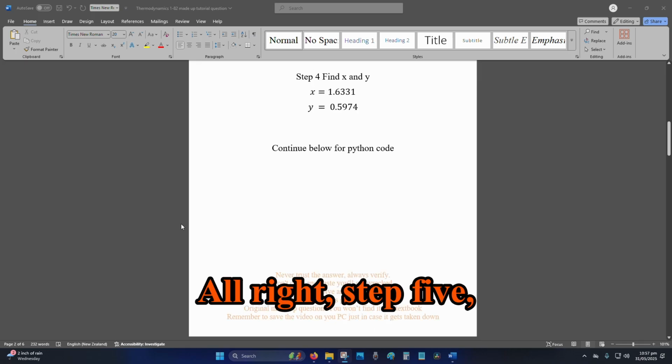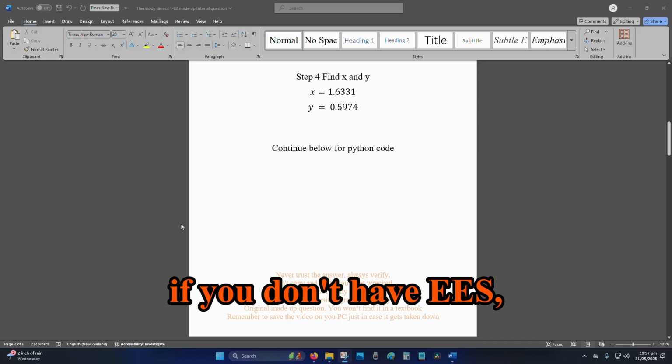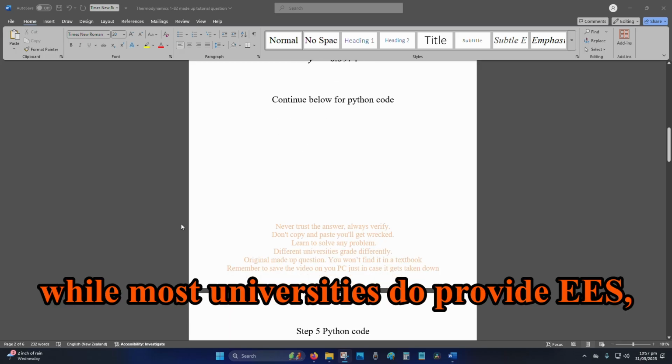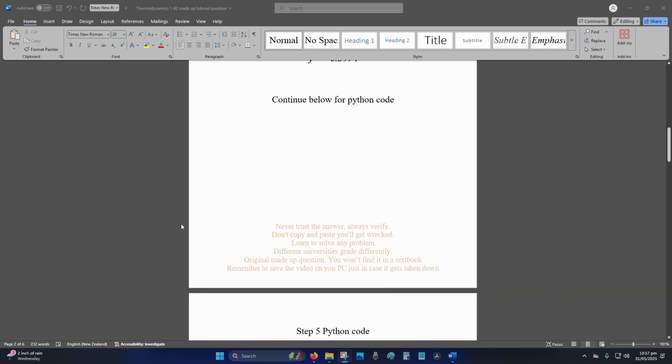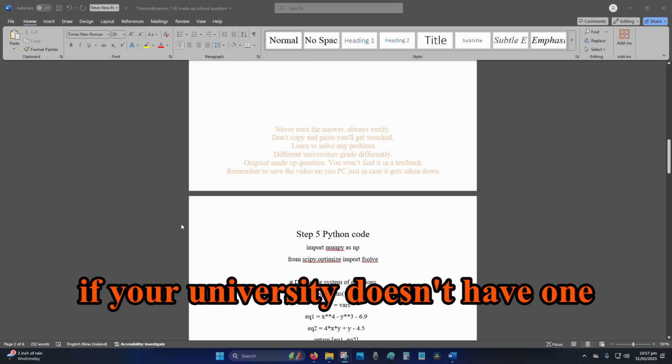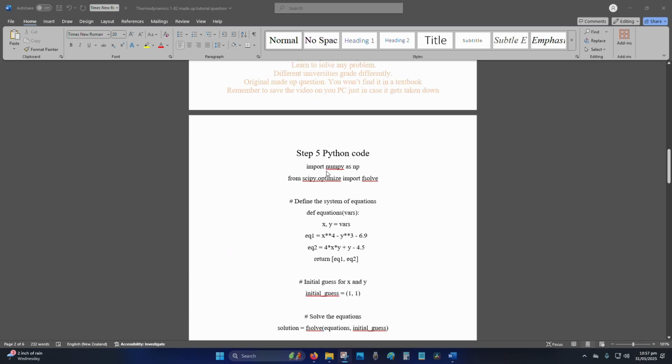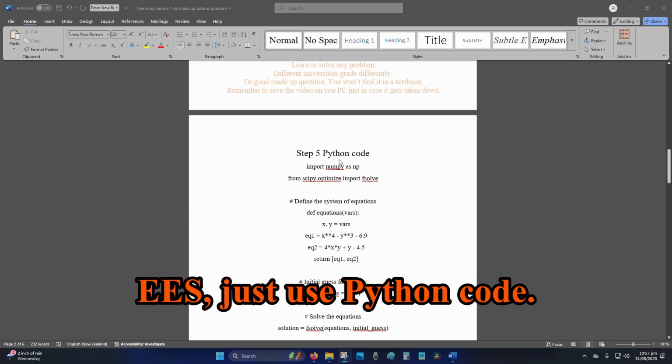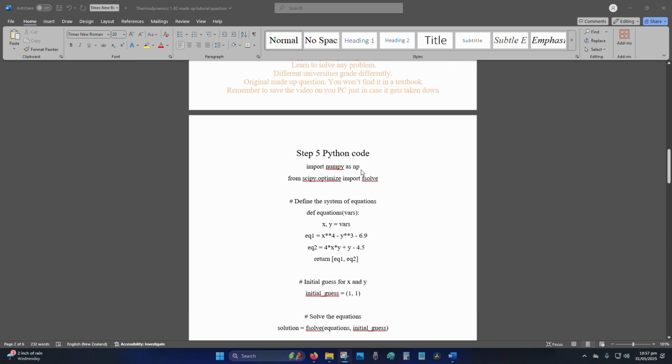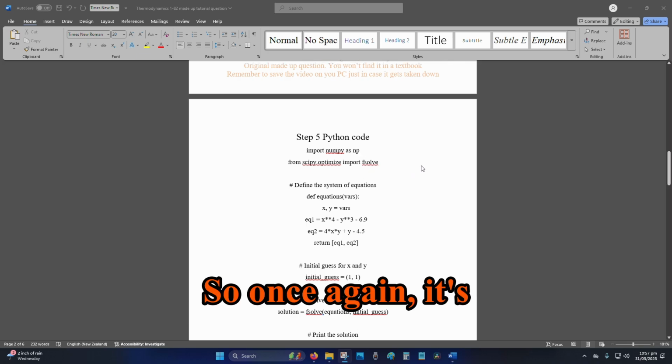Alright, step 5. If you don't have EES, while most universities do provide EES, if your university doesn't have one, or have the license for EES, just use Python code. So once again, it's in the pinned comment.